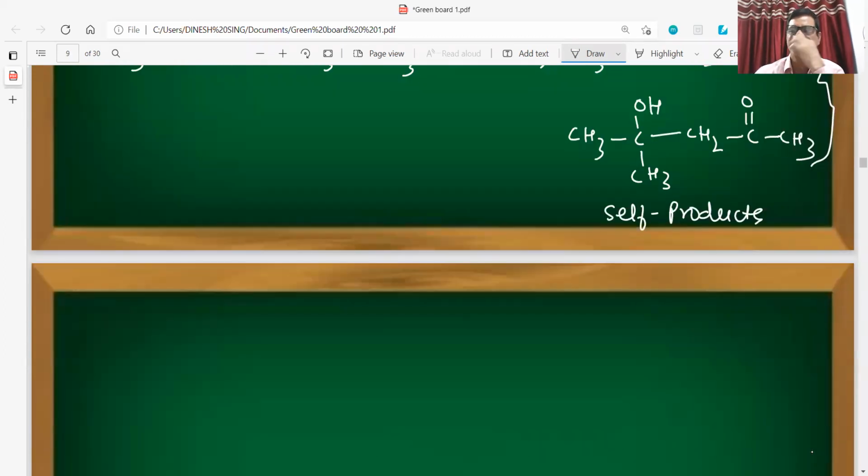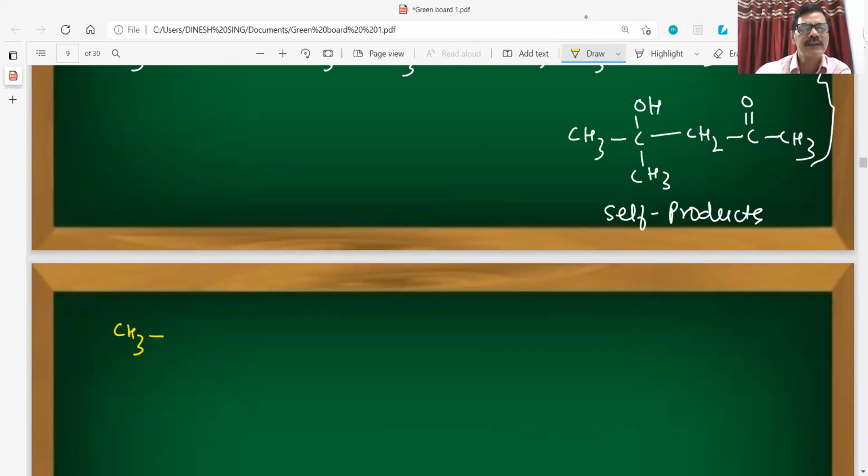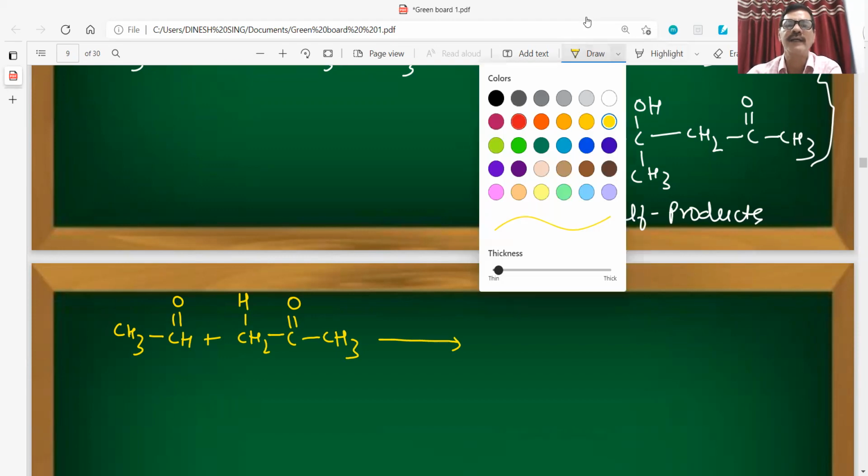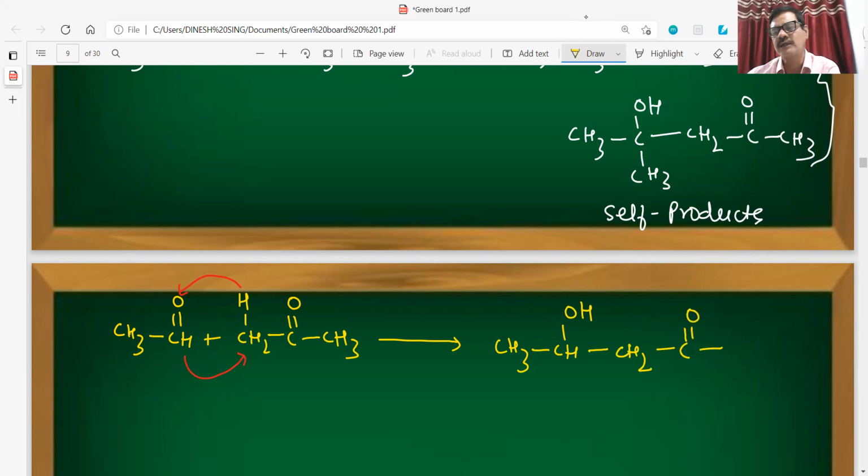After that we can see, CH3CHO plus ketone, the cross product, COCH3. So here we can see that this hydrogen is migrating to this oxygen and this carbon is joined here with this one. So the product will be CH3CHOHCH2COCH3. This is the cross product.